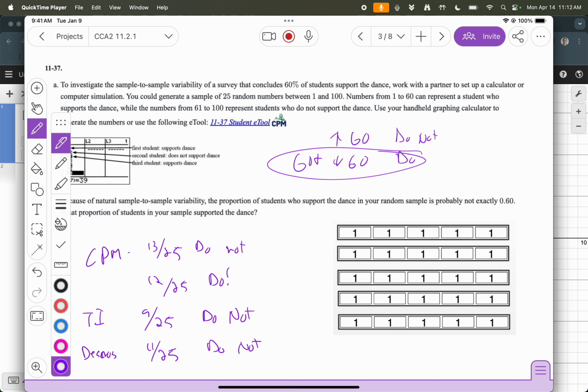So this is really what the principle is talking about here, is that depending on your sampling, you can get a pretty different ratio because it's just a small sample. So let's keep going.